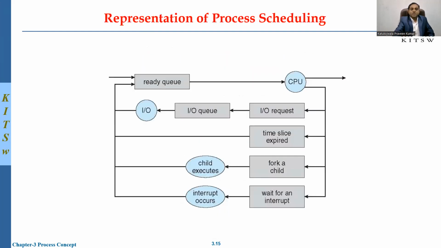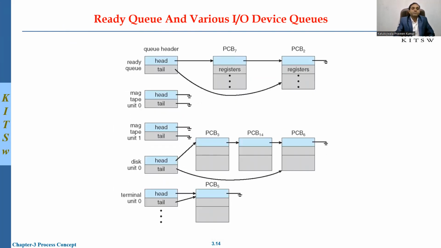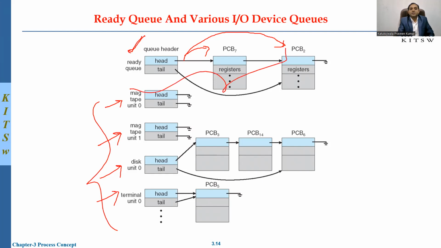If you see here, this is a ready queue, and the ready queue contains different PCBs, process control blocks, PCB2, PCB7, like that. And these are device queues. Magnetic tape is a device: magnetic tape unit 0, unit 1, disk 1, terminal unit 0. So these are all device queues, and this is the ready queue header. Generally, it is implemented as a linked list, using a head and a tail, and each node is connected to another node.